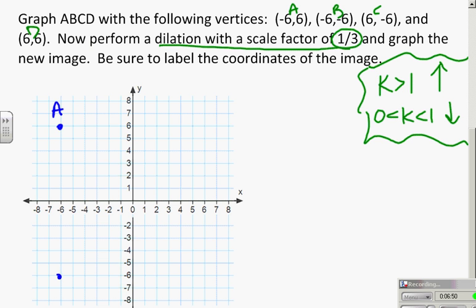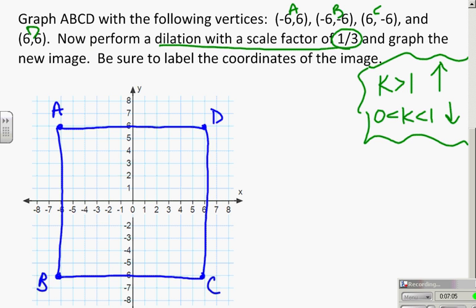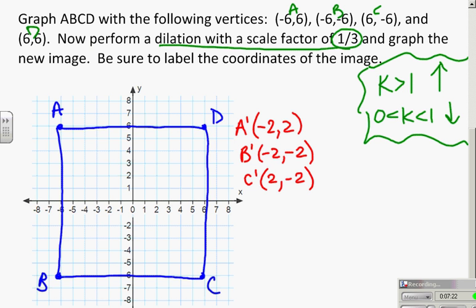So I expect when I'm graphing this, my figure should get smaller. So my original A, B, C, D is right there. If I go through and think about the scale factor, remember multiplying by 1/3 is the same as dividing by 3. And so A prime is going to be at negative 2, 2. B prime is at negative 2, negative 2. C prime is at 2, negative 2. And D prime is at 2, 2.